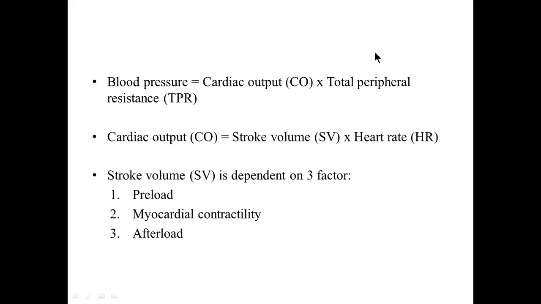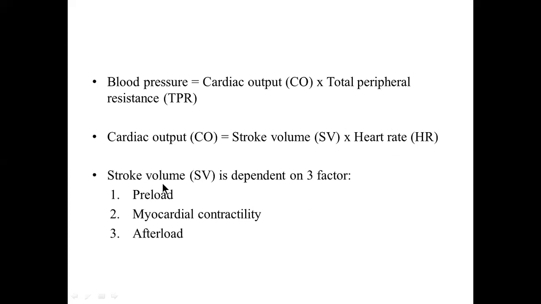So increasing the heart rate as well as increasing the stroke volume will result in increasing the cardiac output. And the stroke volume itself, the stroke volume is the volume and the amount of blood ejected per each contraction, is dependent on three factors. It depends on the preload, it depends on the myocardial contractility, and it depends on the afterload. The relationship between the stroke volume and these three factors is different. A stroke volume is directly proportional to the preload. An increase in the preload is supposed to increase the stroke volume, while a decrease in the preload will result in a decrease in the stroke volume. A direct relationship.